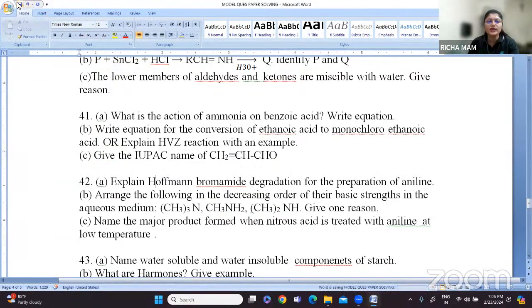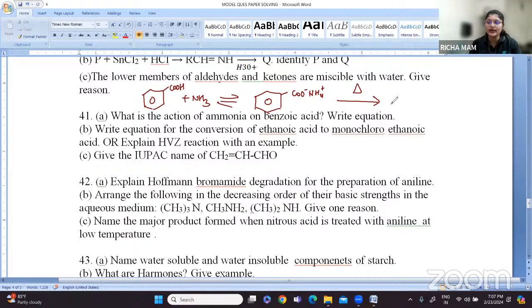So what is the action of ammonia on benzoic acid? I'll write the reaction. Benzoic acid is benzene with a carboxylic group, COOH. When it reacts with ammonia, ammonium benzoate is formed, COO minus NH4 plus. On further heating, you will get benzamide, CONH2.